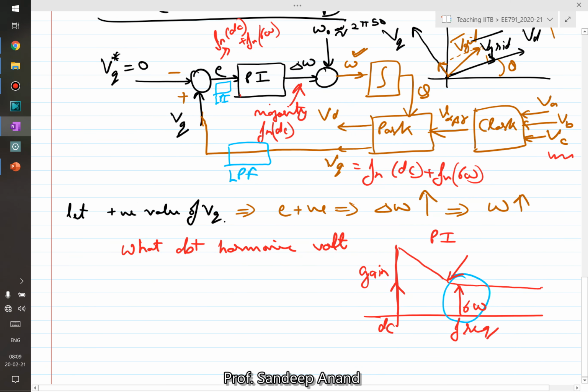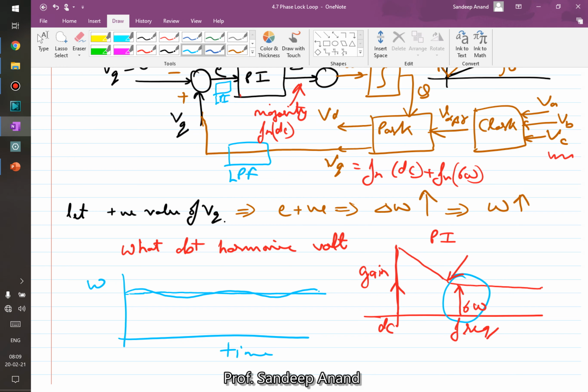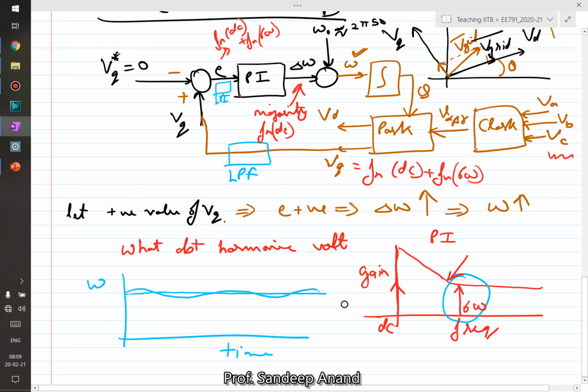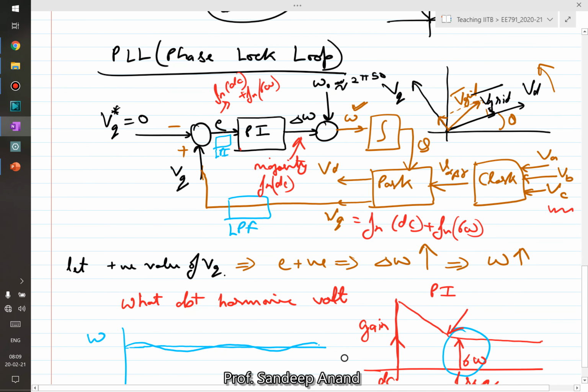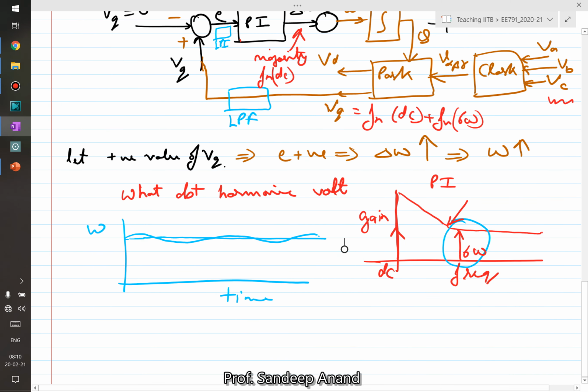If you do not provide sufficient gain or attenuation, the omega with time will have a little bit of oscillations. But if you are able to give sufficient attenuation at 6 omega, it will become more and more constant. So that's the basic architecture of PLL. There is quite a bit of research done on phase lock loops in the context of both solar inverters and machines, where we want to lock on to the rotation angle and so on. You can explore more in the literature.